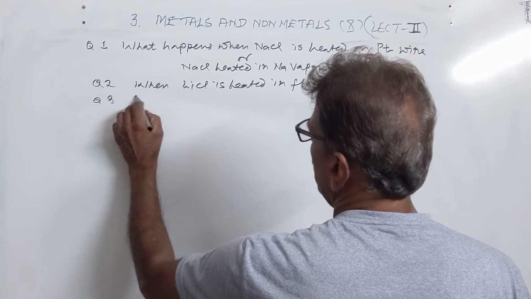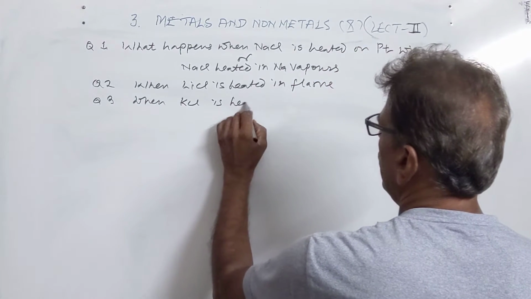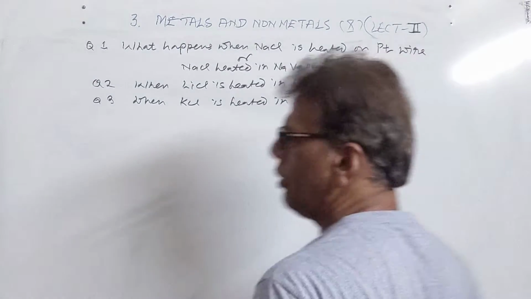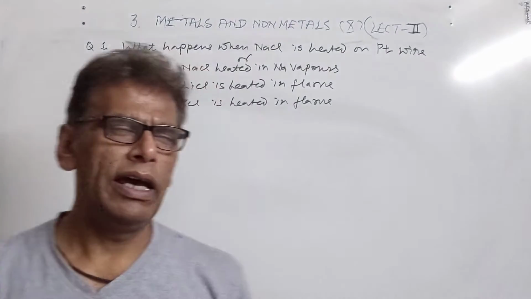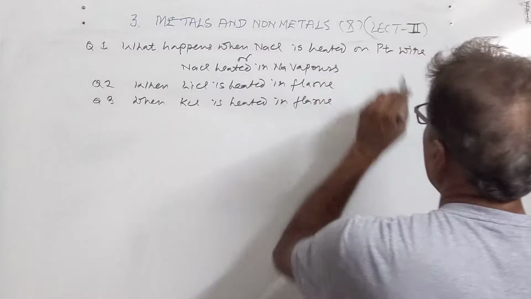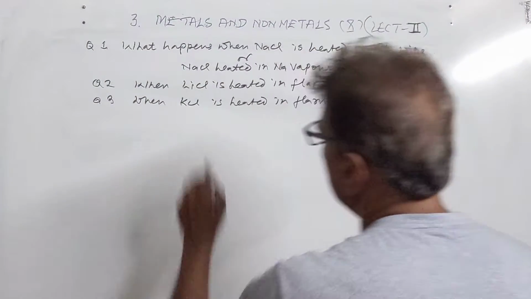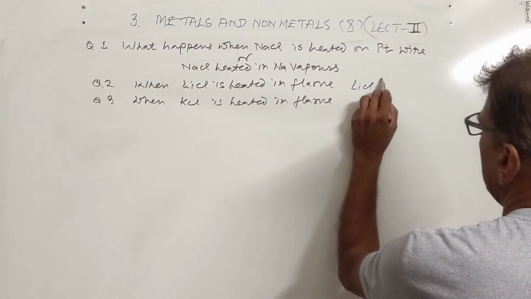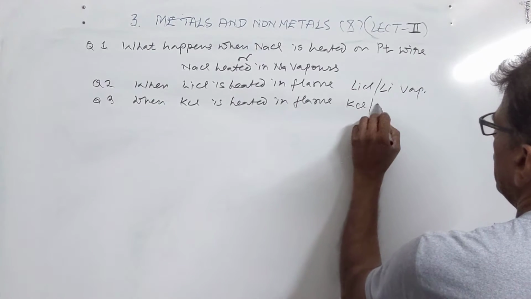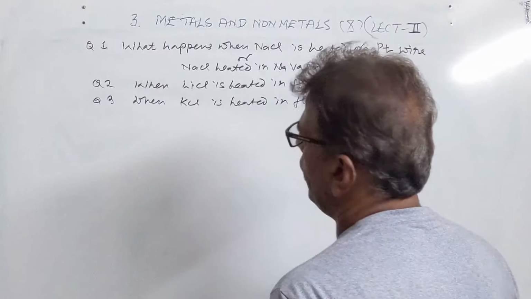Then question number 3, when KCl is heated in the flame. In all these three cases, they give color to the flame. In the first case, NaCl is heated on platinum wire or in sodium vapor. Similarly, we can heat LiCl in lithium vapors, and KCl can be heated in potassium vapors. In all these cases we get different flame colors.